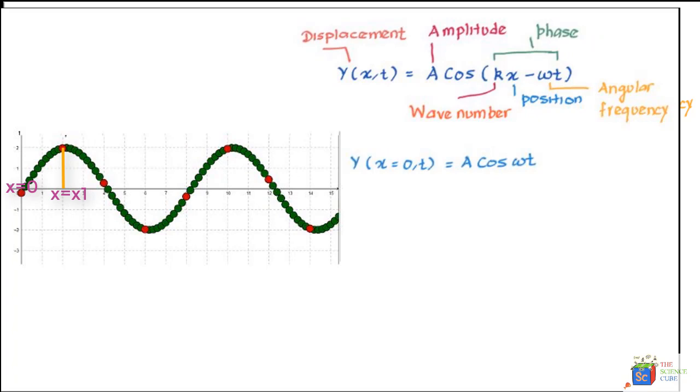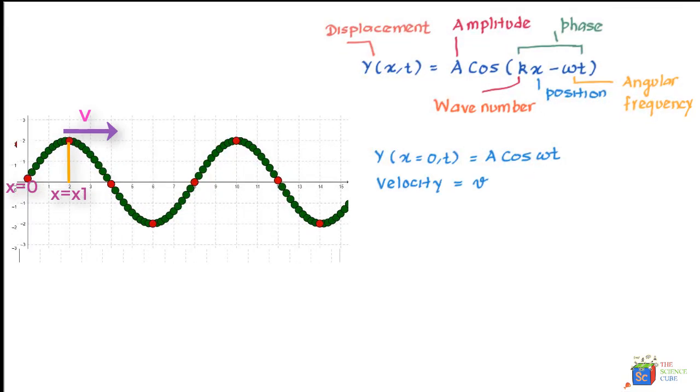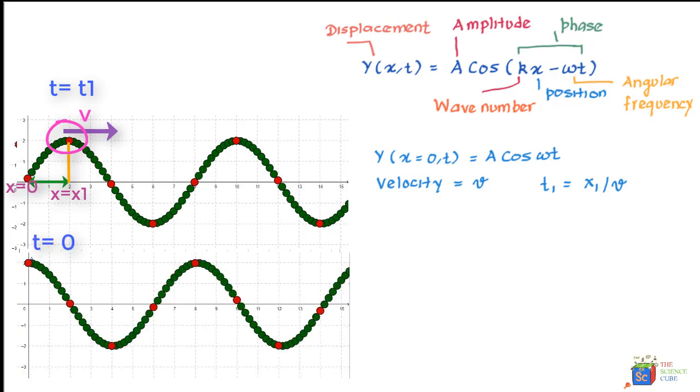Then if we say that the wave velocity is v, the time taken to reach position x1 is nothing but the distance covered upon velocity. So the time taken t1 is equal to x1 upon v. Now the disturbance has reached x1 after time t1, and therefore the motion of the particle at x1 at time t1 should look the same as the motion of the point at x equal to 0 at time t equal to t1 minus the time it took the disturbance to move from x equal to 0 to x equal to x1. Well, we know that the time it took was x1 upon v.